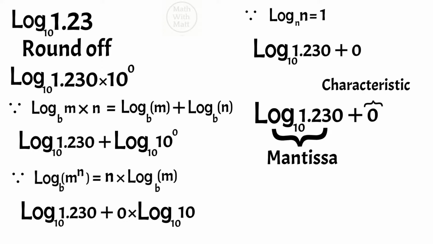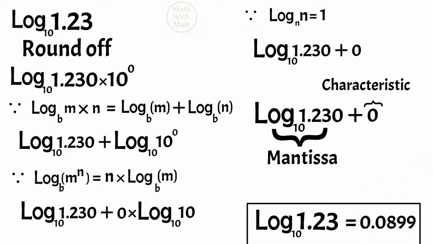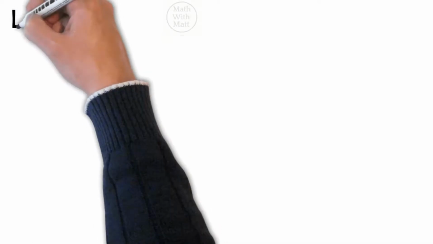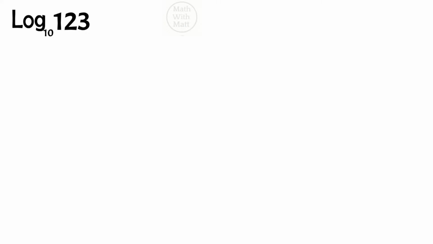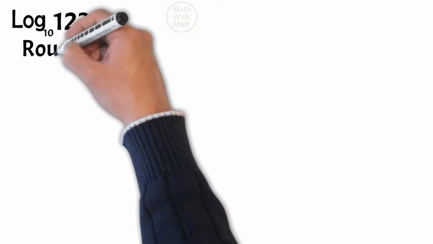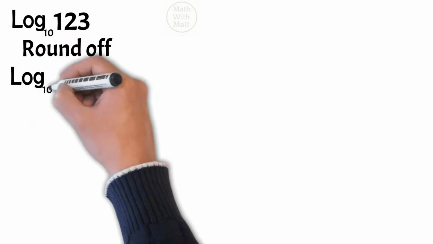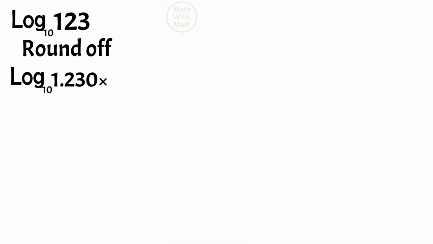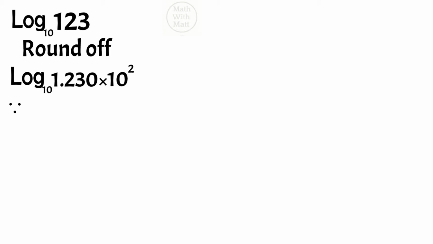Now all that is left to do is to add the characteristic and Mantissa, which gives our final answer to log of 1.23 as 0.0899. Next number we find log of is 123. Kinda similar to the previous one, but still important. So first we round off the number, and to do that, we put a decimal after the first digit, and get 1.23, but to shift the decimal, we need to multiply the number with 10 to power 2, so we need to find log of 1.23 times 10 to power 2.